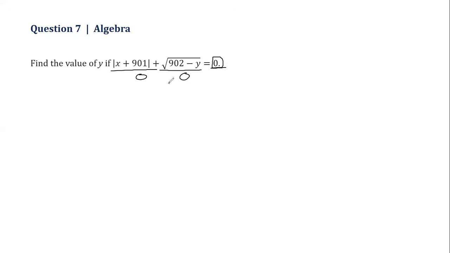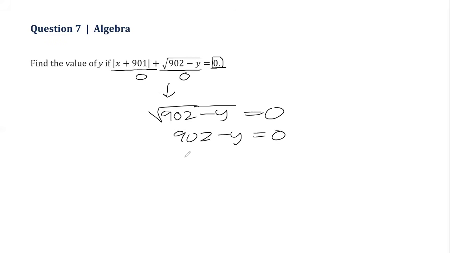Since we're only concerned with the value of y, we'll just take 902 minus y is equal to 0. And this is only possible if 902 minus y is 0, which means that y should be equal to 902. So that's it for this question, or that's it for this number 7. Are there any questions? Yes?